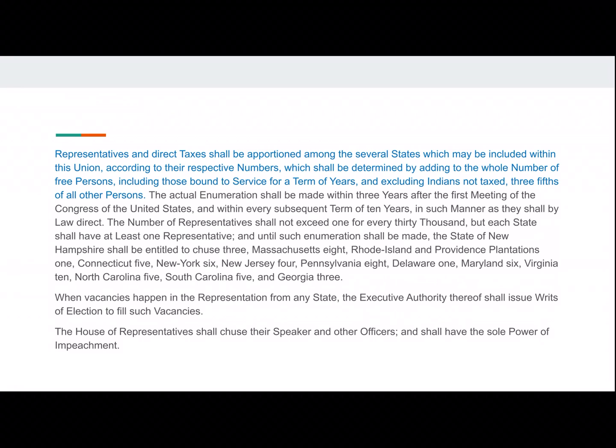When vacancies happen in the representation from any state, the executive authority therein, so the governor, shall issue a writ of election to fill such vacancy. So they'll make a special election to fill the vacancy. The House of Representatives shall choose their speaker and other officers and shall have the sole power of impeachment. All right. So only the House of Representatives can impeach, and they get to choose who is in charge of it. And they have this weird spelling of choose, so just be aware of that. I've copied this directly from the U.S. Constitution, so that's how they spelled it in the 1780s, 1790s.